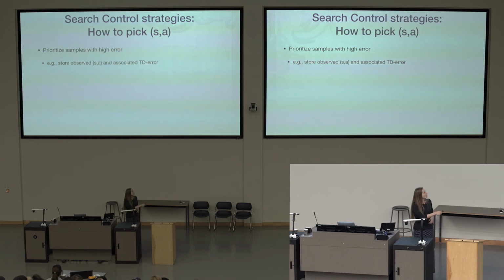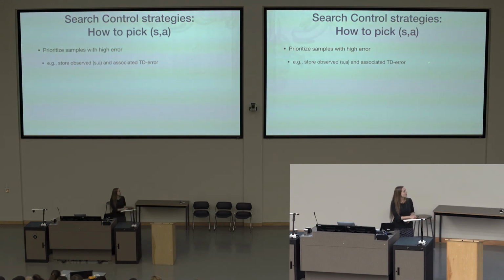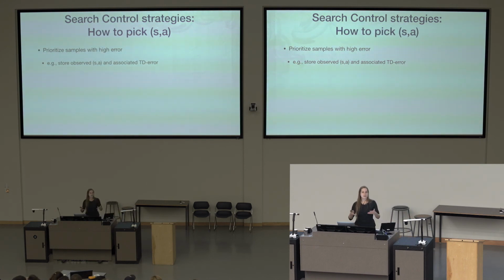Okay, so here, the way that you would actually operationalize this is you could store the observed state and action that you have and store with it the TD error that you saw, and then things that have high TD error you're going to prioritize when you do your search control, and you're going to ask your model about those.